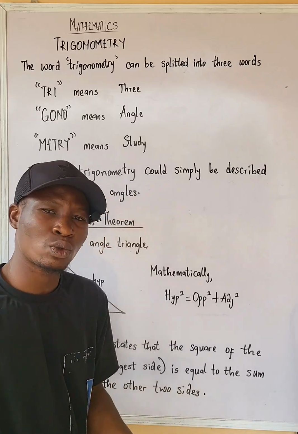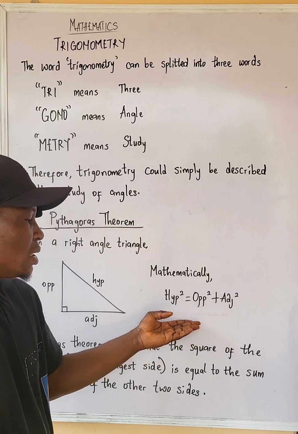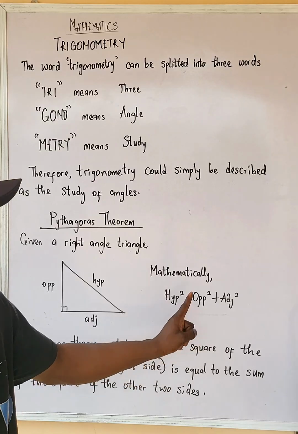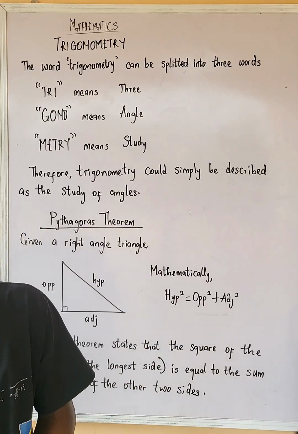So, mathematically now, hypotenuse square is equal to opposite square plus adjacent square. This is Pythagoras theorem mathematically. That is, hypotenuse square is equal to opposite square plus adjacent square.